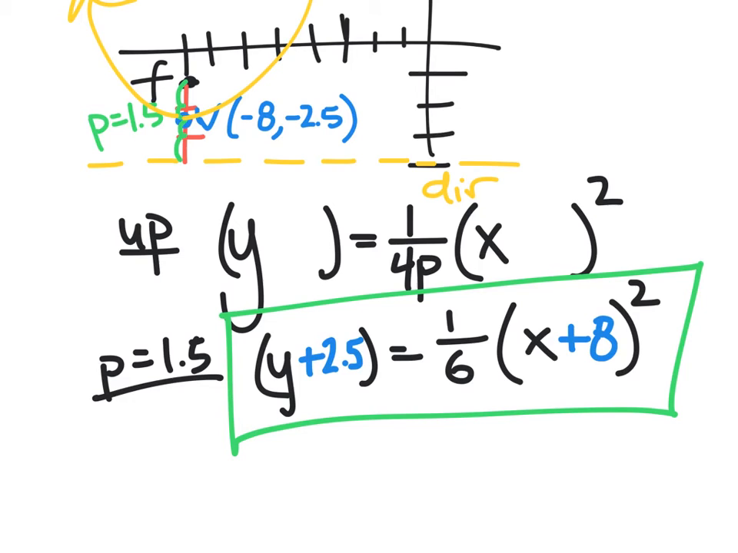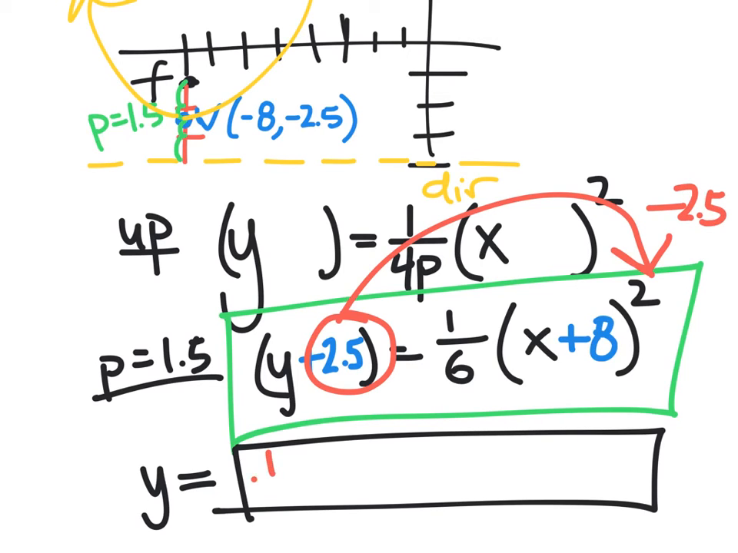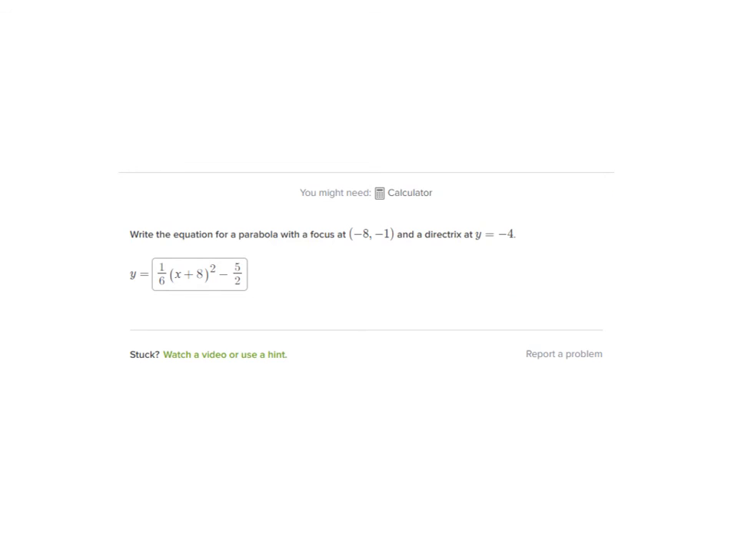Notice how Khan Academy has this equals, and then you fill in the blank. So our plus 2.5, we're going to have to move over here by subtracting it from both sides. And our answer would be 1/6 times the quantity x plus 8 squared, minus 2.5. And that would be very nice. I think I wrote mine in fraction, and it was something like that. But that looks good. Thanks for listening.